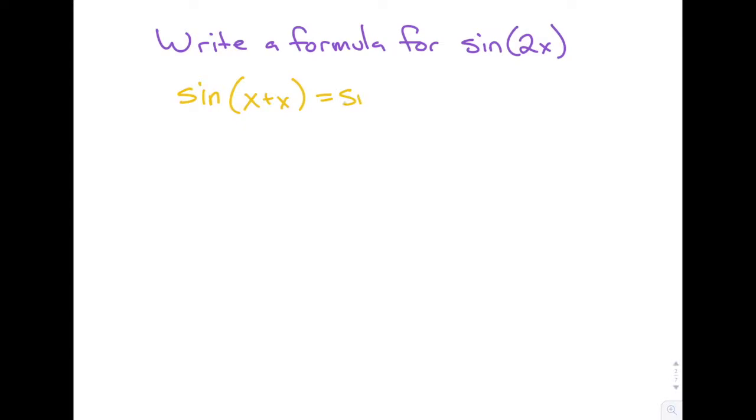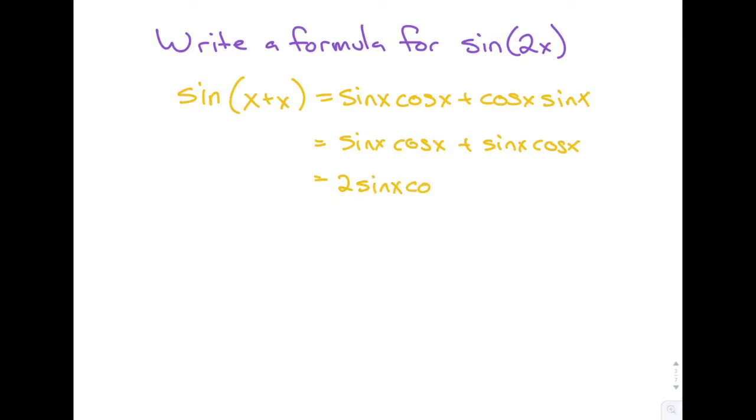So we'll have sine x cosine x plus cosine x sine x. In other words, if we rearrange a little bit, we have sine x cosine x plus sine x cosine x, which equals 2 sine x cosine x. Pretty simple proof, pretty simple derivation for the double angle formula for sine.